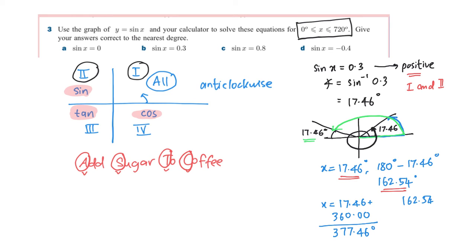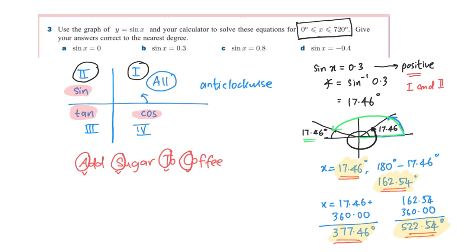And 162.54 will be the same, because it's going to make a full turn for the second time. So we add 360 and that will be 522.54 degrees. Because of the range here, we have two turns, so there are another two angles for this question. That makes four answers for this question. Is that possible? Yes, it is possible. So these four are the angles, the x values, for question B.